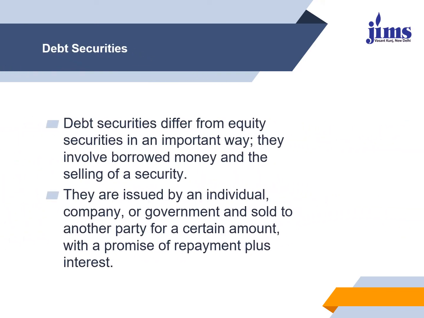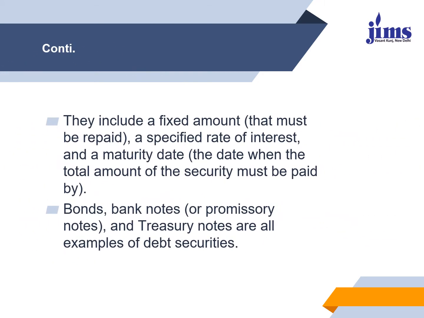Debt securities. Debt securities differ from equity securities in an important way. They involve borrowed money and the selling of a security. They are issued by an individual, company, or government and sold to another party for a certain amount with the promise of repayment plus interest. They include a fixed amount that must be repaid, a specified rate of interest, and a maturity date, the date when the total amount of security must be paid by. Bonds, bank notes, or promissory notes and treasury notes are all examples of debt securities.